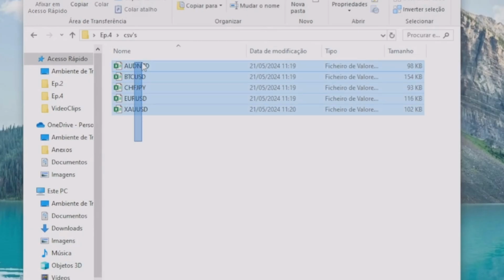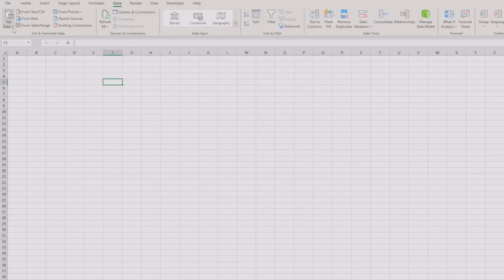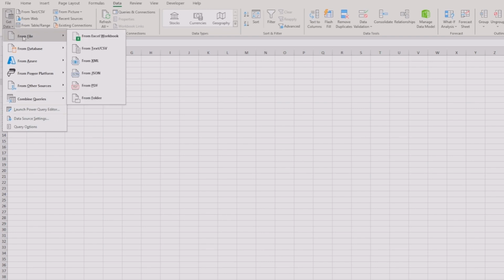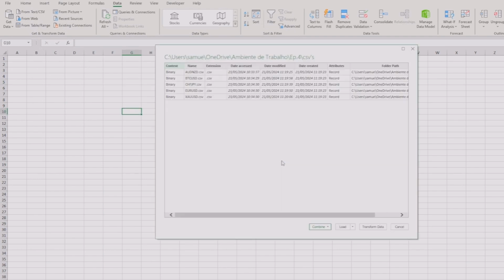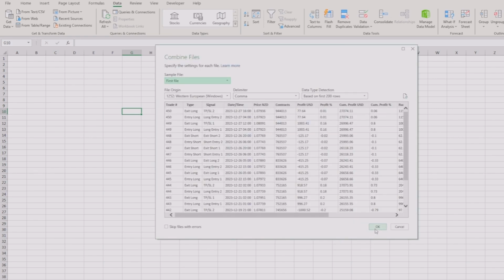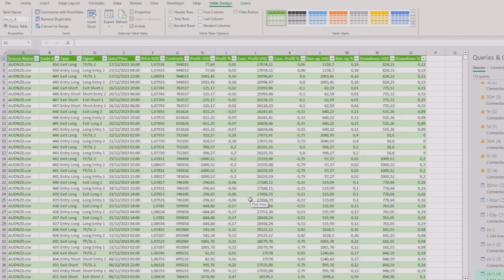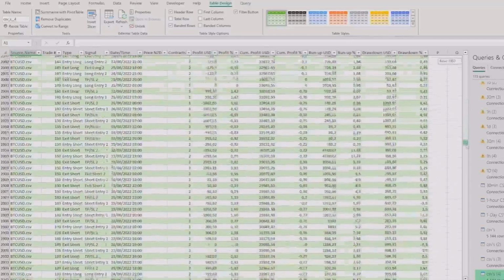After that, you need to create a new folder on your desktop and place the downloaded documents there. Now I will open a new Excel file, click on Data, then Get Data, from File, and then from Folder. Select the folder I created with the 5 files, then click on Open. Select the option that says Combine and Load, and finally click on OK. Then just wait a few seconds, and here we have all the information of each trade retrieved from TradingView.